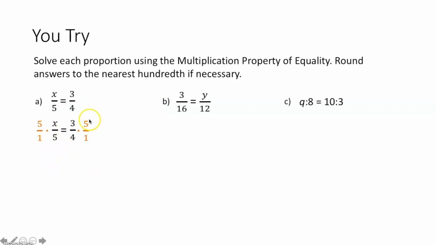And you just get x is equal to 5 times 3 over 1 times 4. Or if you didn't, you multiply straight across just like you normally would. Now you see they're going to cancel each other out and you get x is equal to 15 over 4.